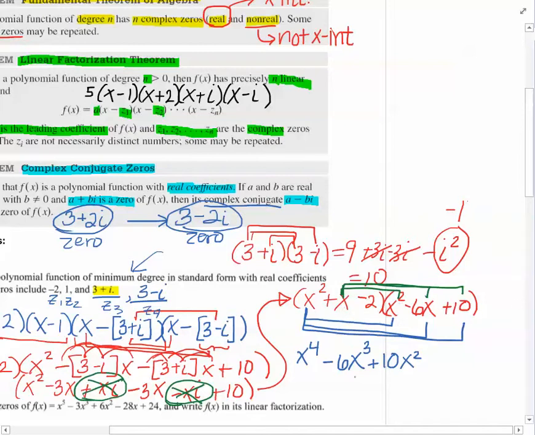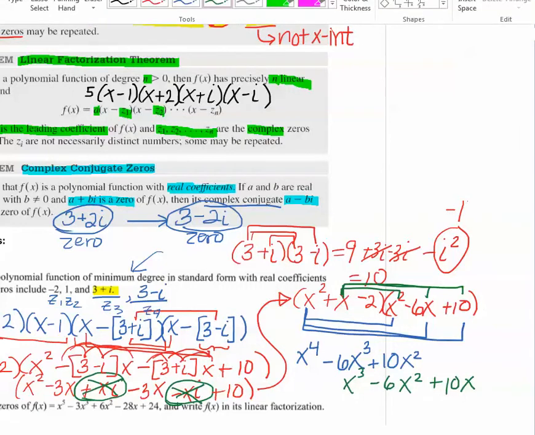So x times x squared is an x cubed, so I'm going to put it under this x cubed. X times a negative 6x is going to be a negative 6x squared. And then x times 10 is a 10x, which I don't have any x terms, so I'm just going to add it on. Okay, one more, and then we combine and we're done.